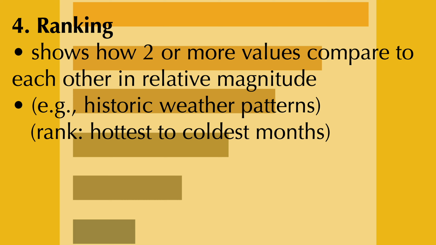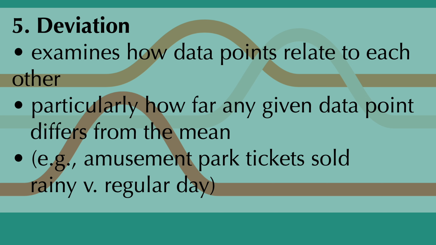Ranking, this shows how 2 or more values compare to each other in relative magnitude. For example, would be the historic weather patterns, and you would rank the hottest to coldest months. And here you'd see in the horizontal bar chart, if you pretended that each of the bars was a month, the yellow bar would be probably one of the summer months, and the green is winter months.